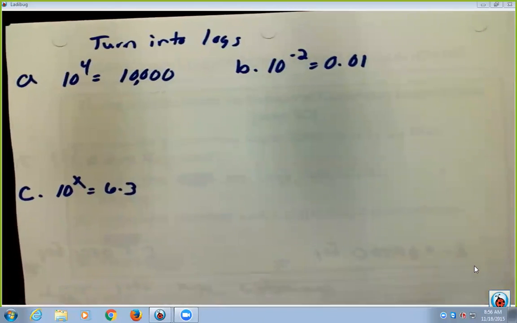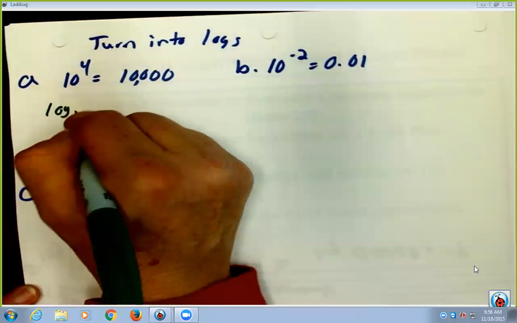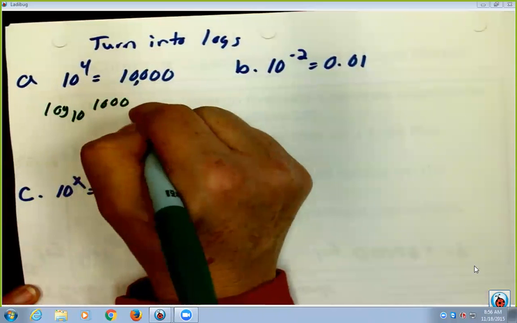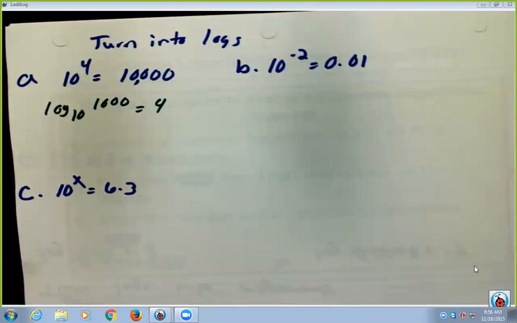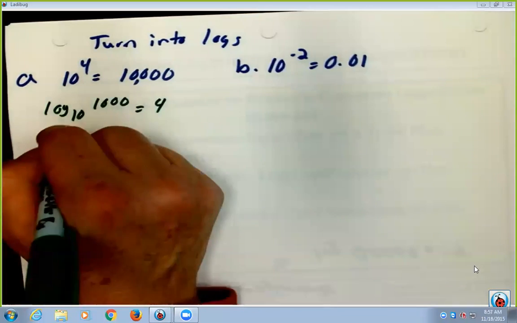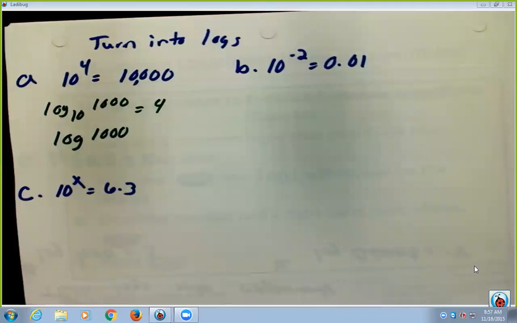When we turn things into logs, so if I turn these into logs, what happens? Well, I have log base 10 of 1,000 is equal to 4. Now, because our base is 10, anytime you have a base 10 that you're working with in your log, you can just write log for the answer.